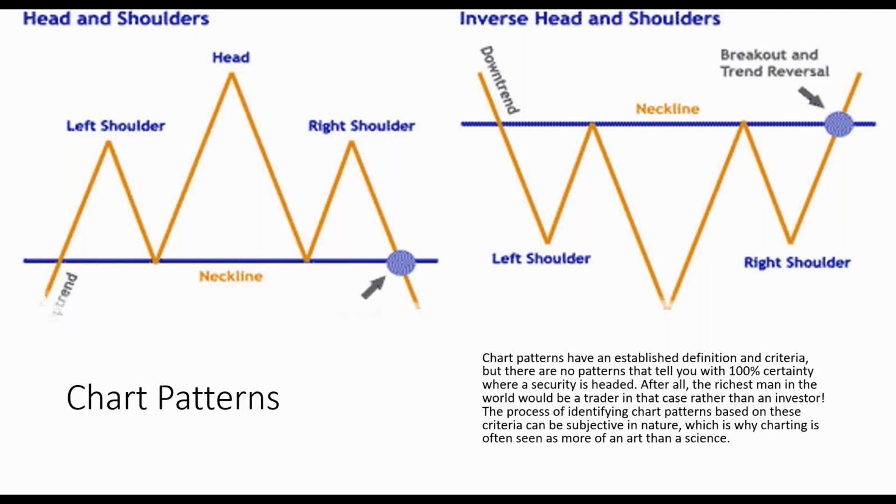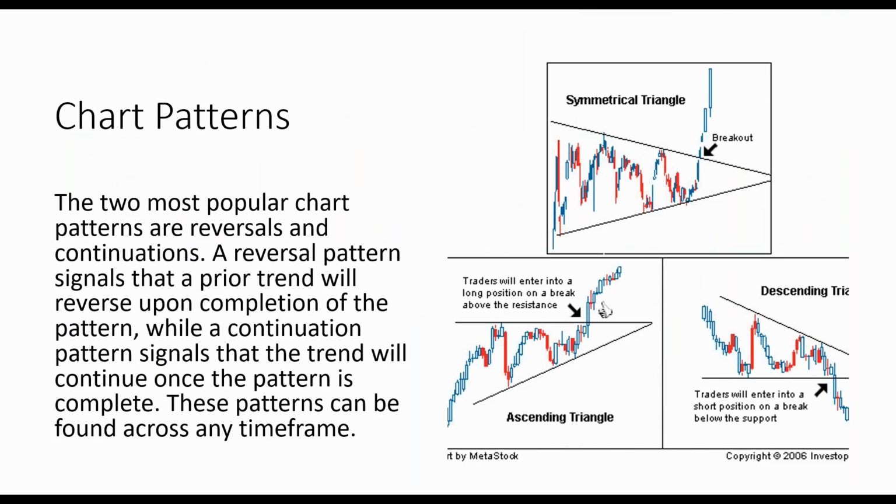So double tops and double bottoms don't tell you much. Triple tops and triple bottoms don't really tell you much. They give you some indication. But one of the most reliable, as I said, is the head and shoulders pattern. Then we also have triangles. So, two of the most popular chart patterns for reversals and continuations.